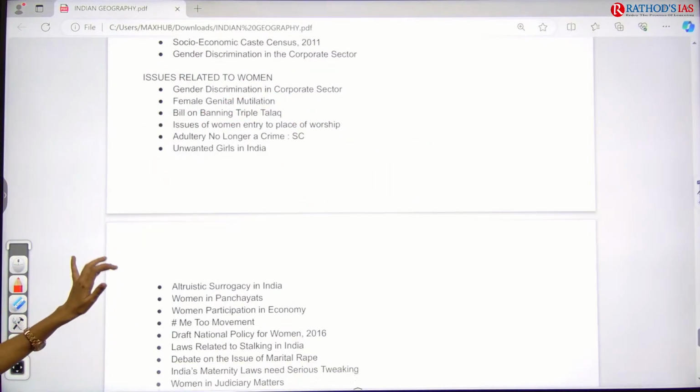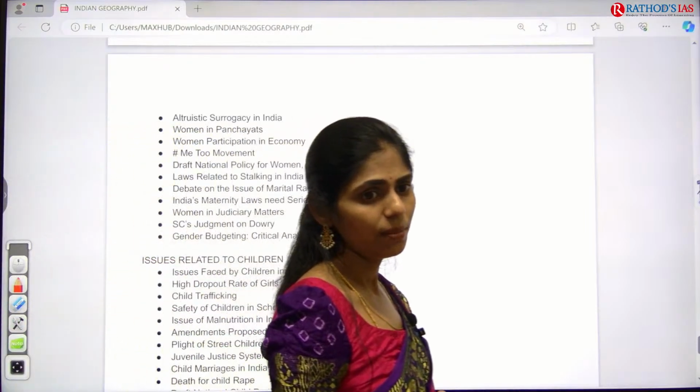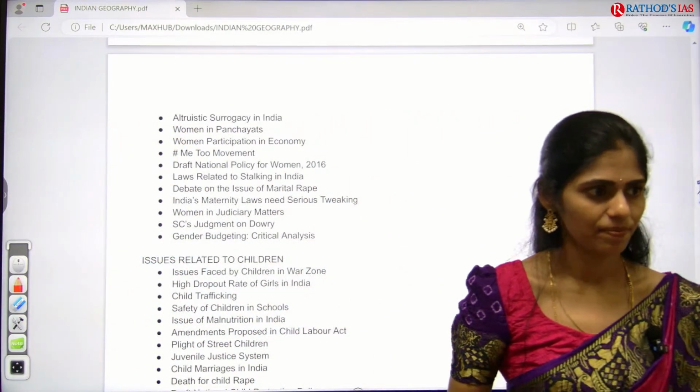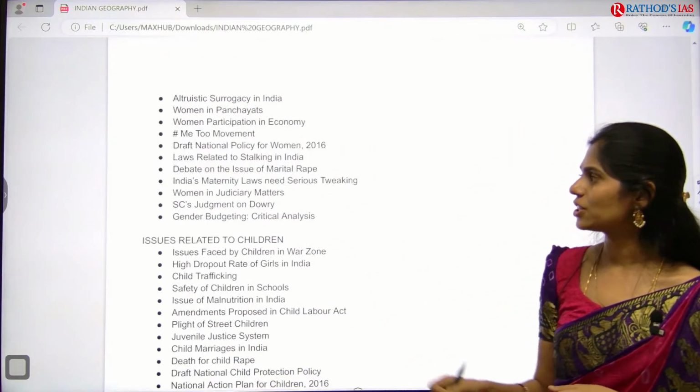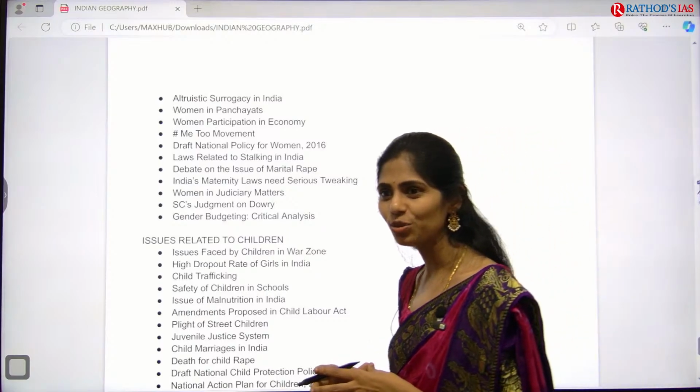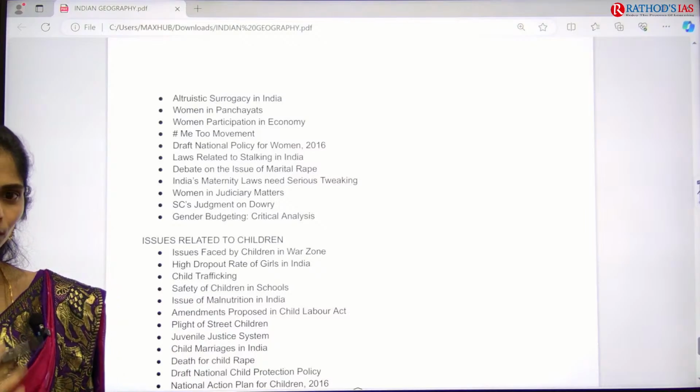And next one is surrogacy. Surrogacy is seen very highly in news because of lots of challenges in this surrogacy. Okay. And next one is women in panchayats, women's participation in the economy. And do you know about this Me Too movement? Me Too, that is reporting of sexual harassment.